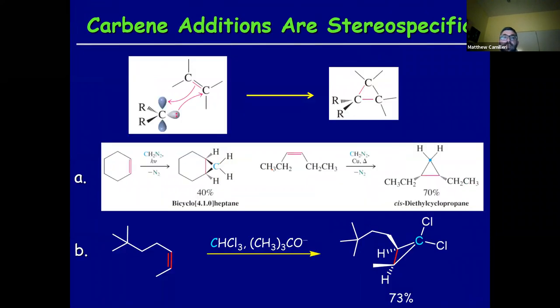So, carbene additions are stereospecific. Now, here you have to pay attention. Stereospecific doesn't mean they will always have the same stereochemistry, but it means if you have one particular stereoisomer, then you can probably push one over the other, okay? You can push one over the other.